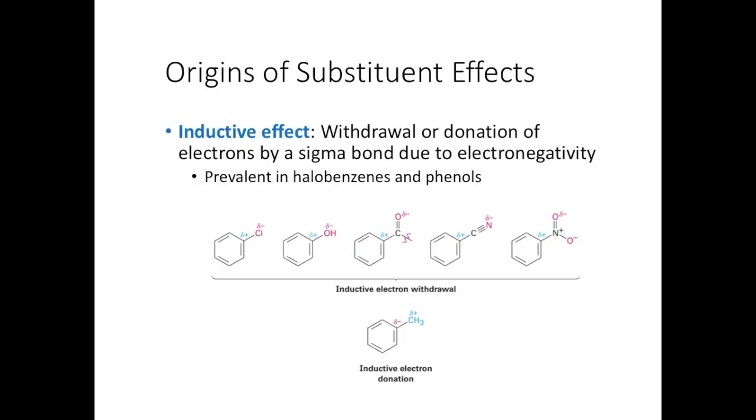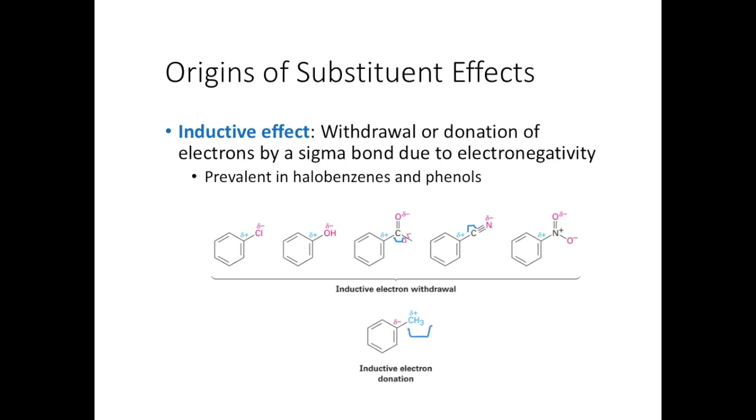Activating groups contribute electrons to the aromatic ring, and deactivating groups withdraw electrons from the aromatic ring. There are two origins of substituent effects, the inductive effect and resonance effects. In the inductive effect, electrons are donated or withdrawn through sigma bonds due to differences in electronegativity. So in all of these examples shown here, the atom directly bonded to the ring is either more electronegative and thus shifting electrons towards itself, or it is partially positive, such as these carbons, and it is also therefore drawing electron density towards itself.